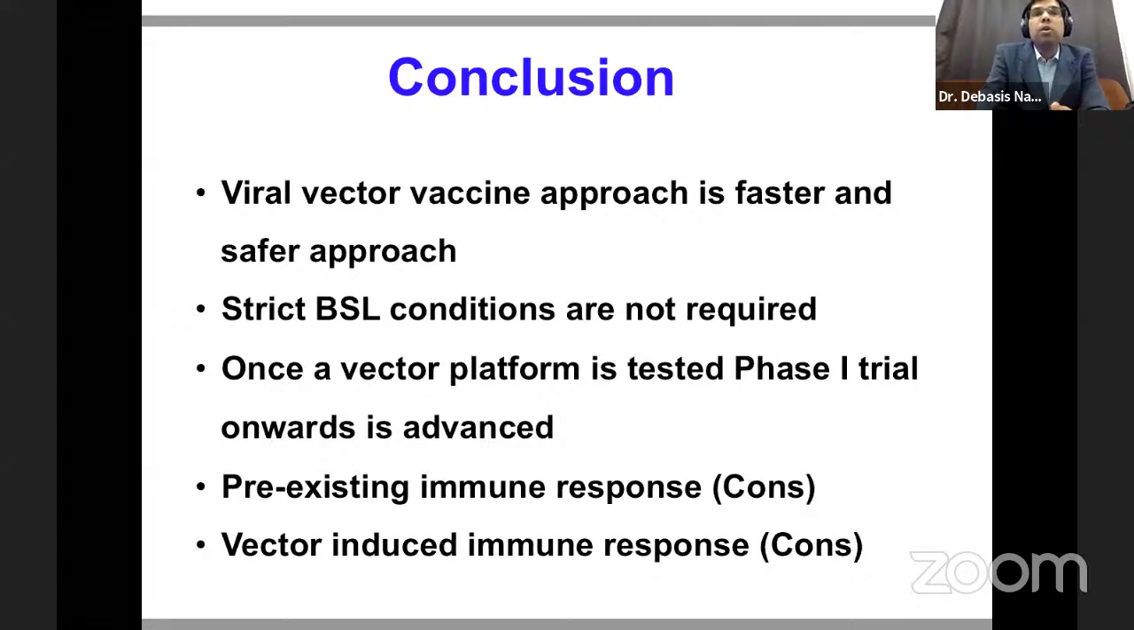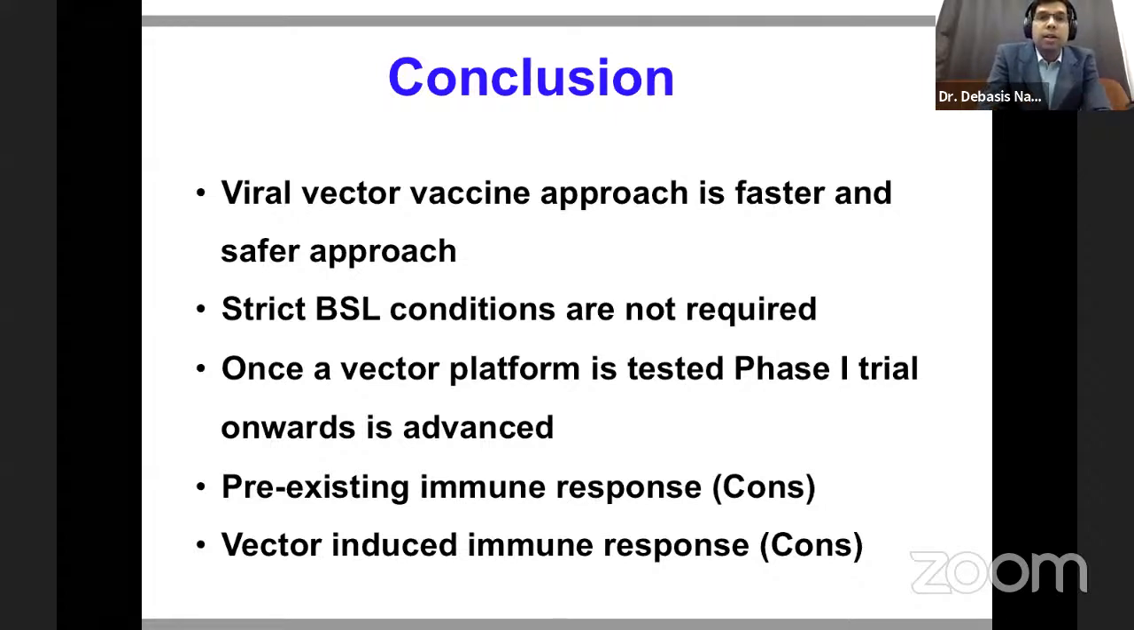This is helping us to design the virus vaccine, subject to our knowing the biological properties of the virus, the biological properties of the vaccine candidate, and the biological properties of the vector itself. If you know all three things, we can design it. Because if you handle the coronavirus, we have to handle it in biosafety level 3 conditions. But if you handle the pseudovirus, we can do it in a regular lab.